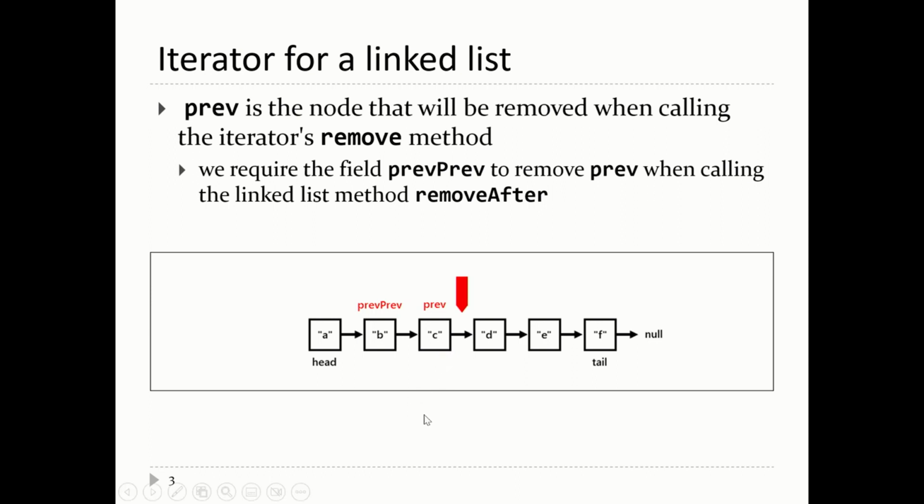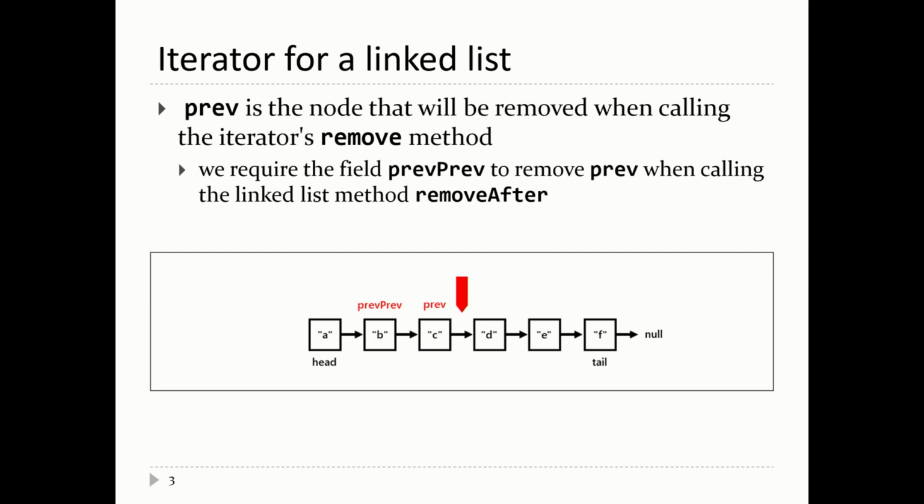To efficiently remove this node, I need to be at that node there, or I need to remember what this node is. If I have previous, I can now call the linked list's remove after method to remove that node, and that will occur in O(1) time. So if you have an iterator on a linked list, you can remove an element from the linked list using the iterator in O(1) time.